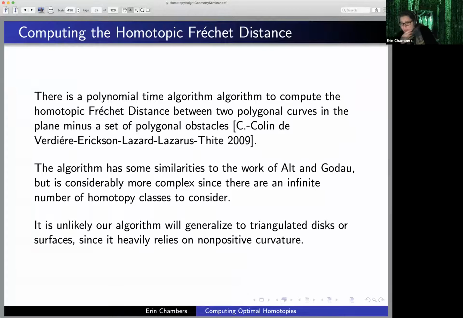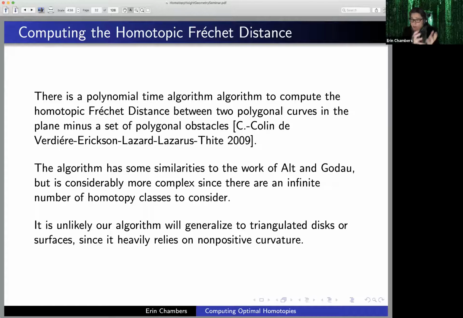Now this is older work, 2009. I would like to definitively say, it won't generalize to surfaces. It's heavily relying on the plane being flat. Even with obstacles, there's sort of very limited positive curvature. For all of these, the thing that's going to screw you up is the mountains, right?